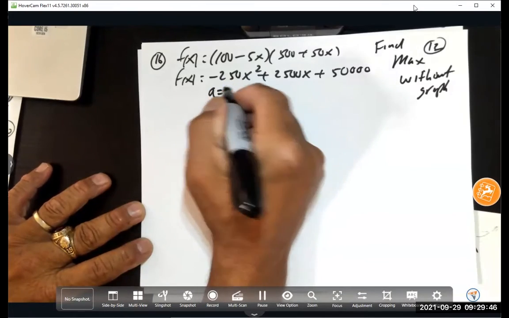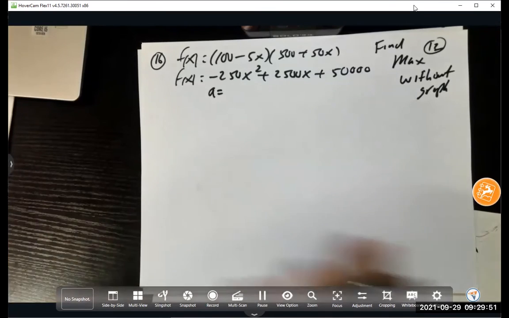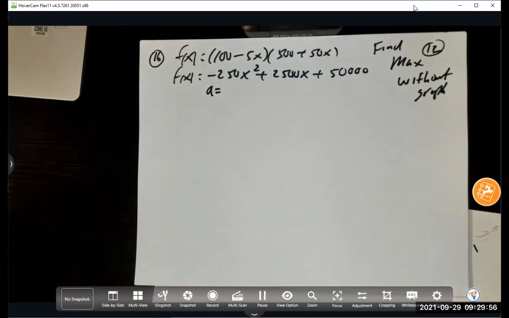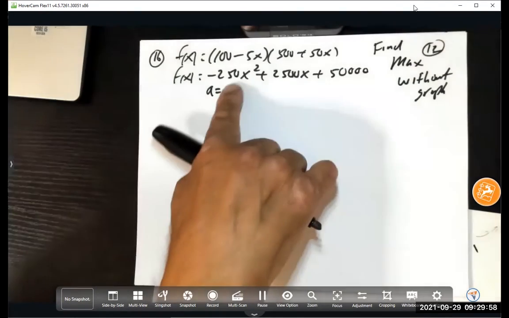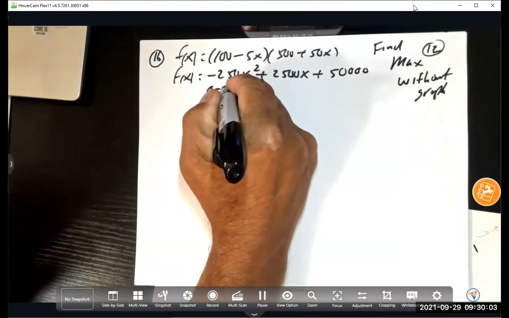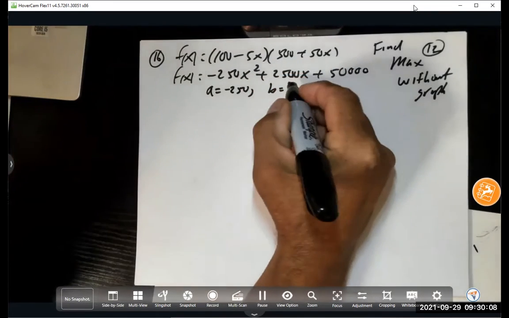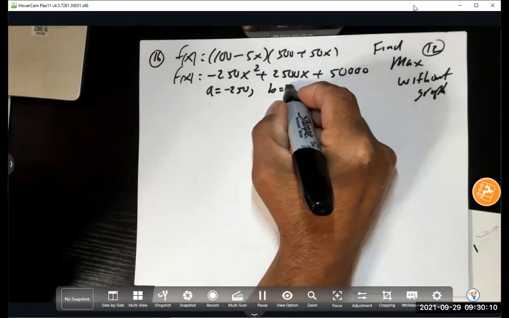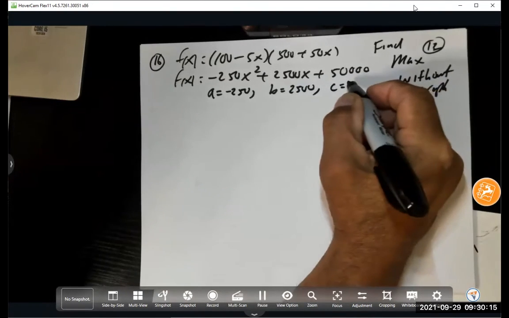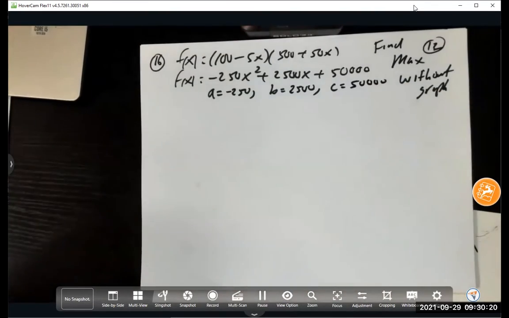What is A going to be? You tell me. What's A? The number in front of the letter. It would be negative 250. Yes. What is B? Is 2,500. Yes. What is C? Is 50,000. Yes. So I have A, B, C. Everybody okay with A, B, C right there?